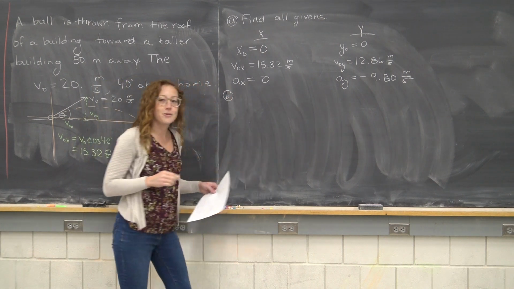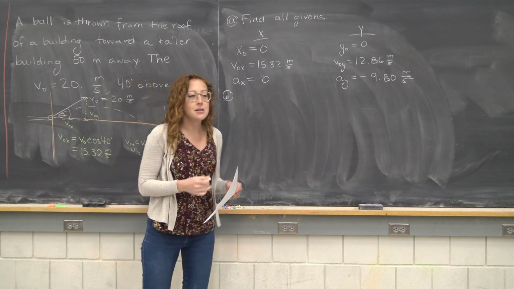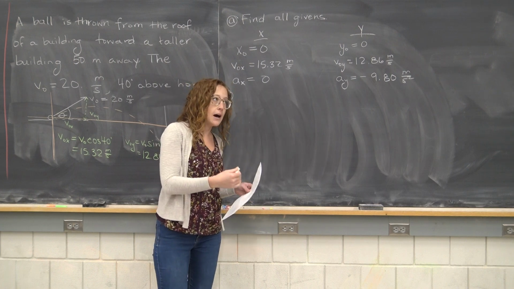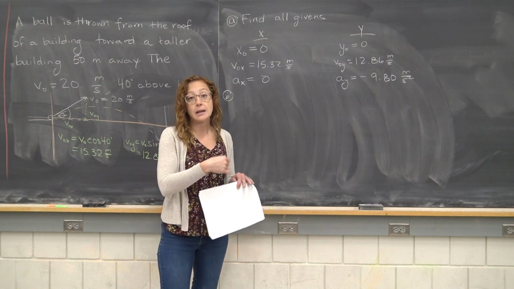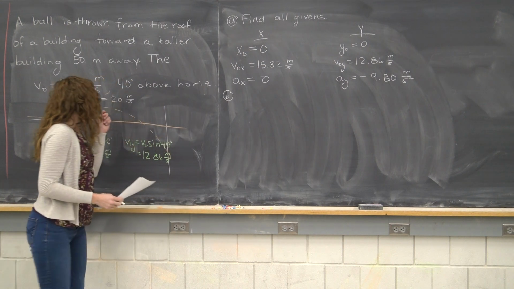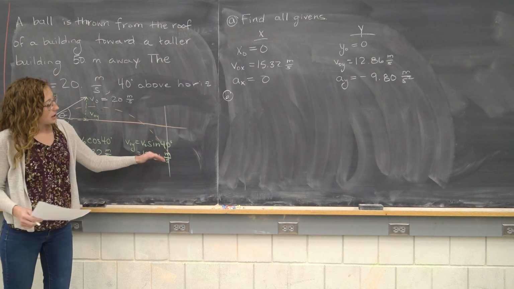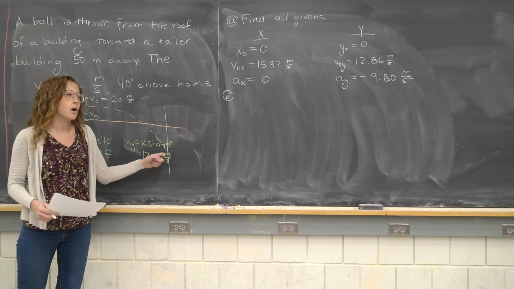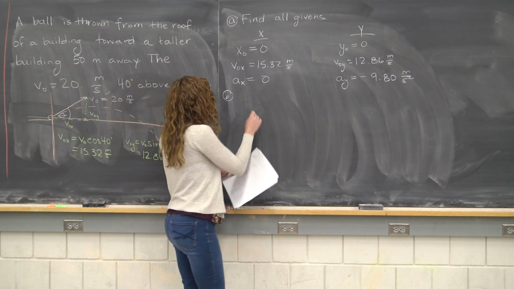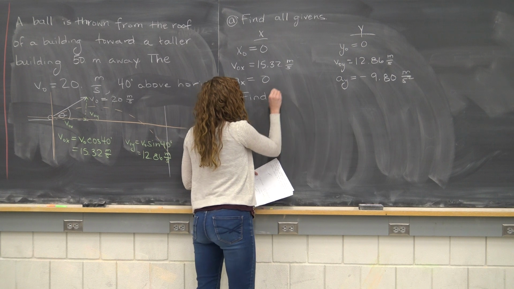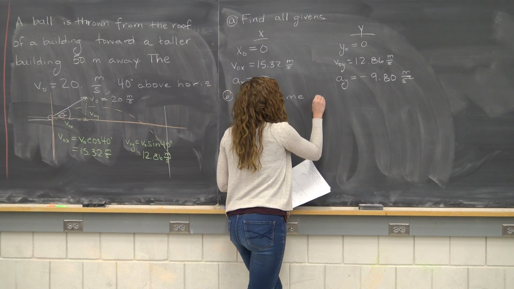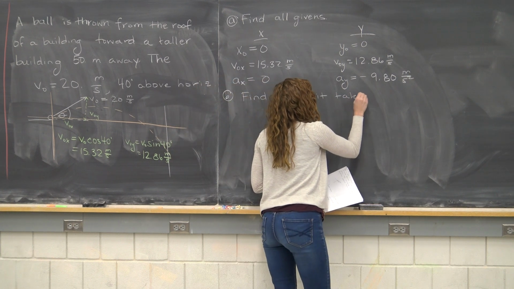Part B, whether it's explicitly written or not, is often finding the time, finding some end time, whether it be the time where the ball reaches its peak, or in our case, we're probably going to be interested in when it hits the wall over here. So part B, find the time it takes to get to the opposite side.